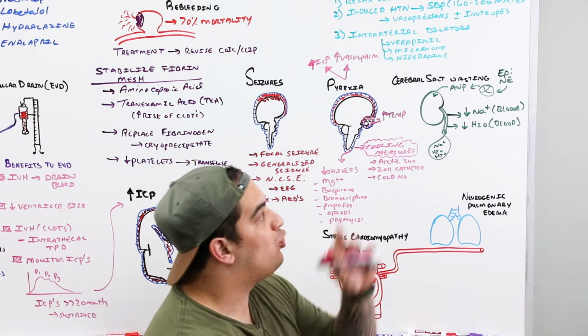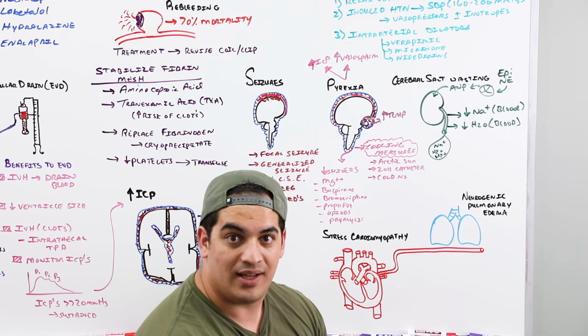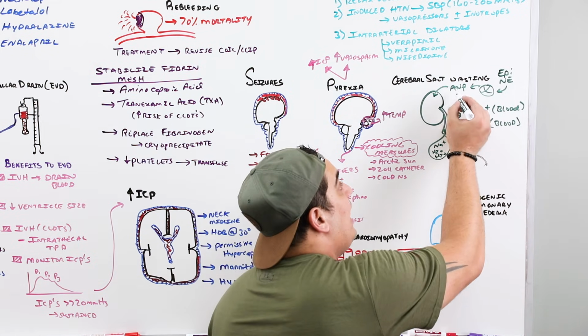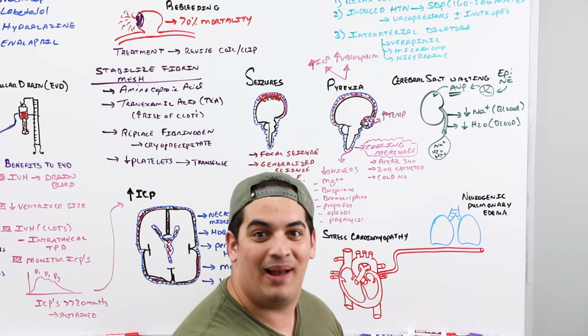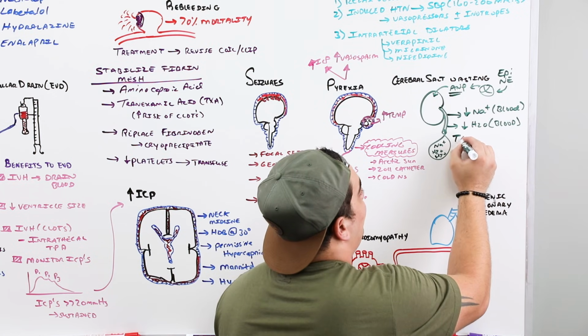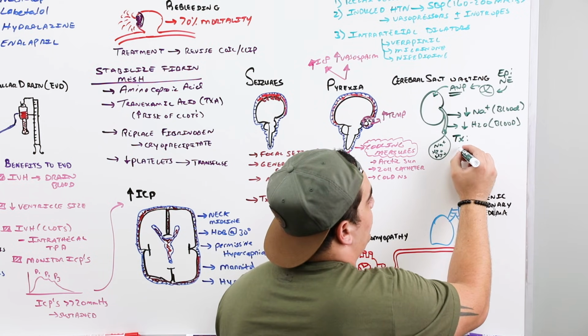So how do I treat cerebral salt wasting? I inhibit the atrial natriuretic peptide. So I treat them by giving them a drug that will oppose atrial natriuretic peptide.